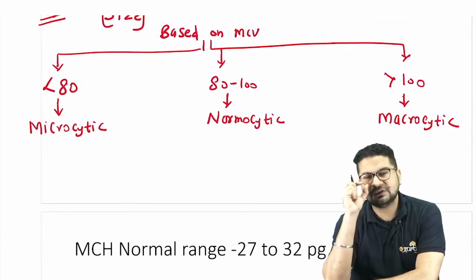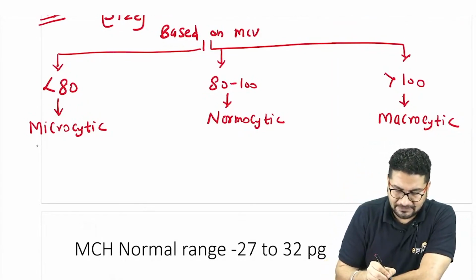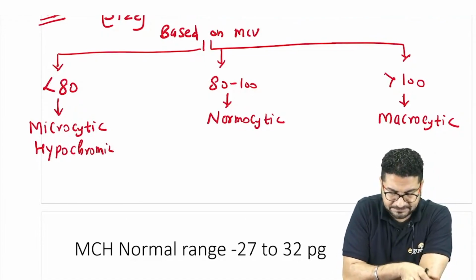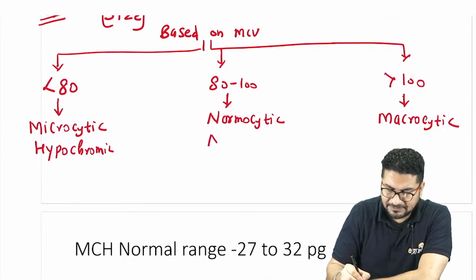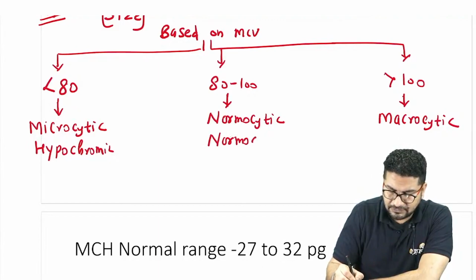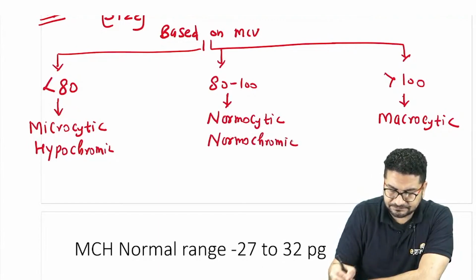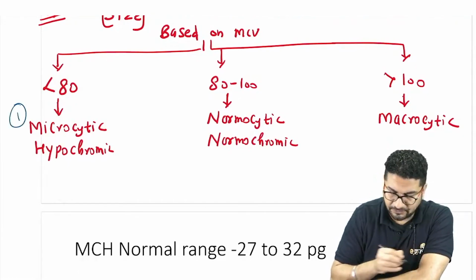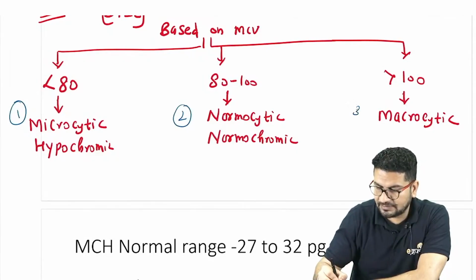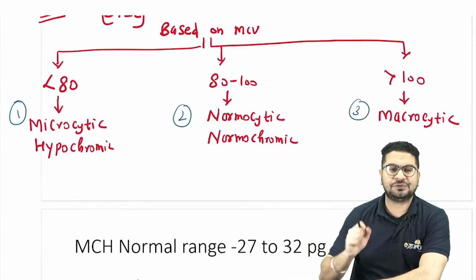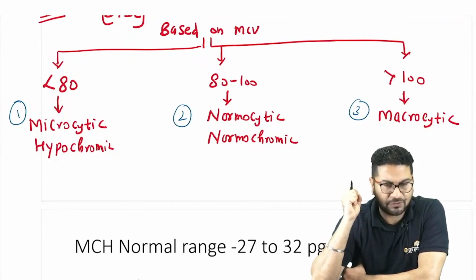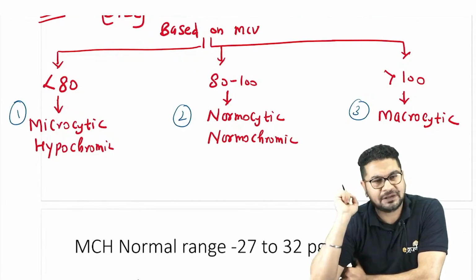If RBCs have a smaller size, remember they will have less color, so we also call this hypochromic. Normal RBCs will be normochromic, meaning normal color. So we divide anemia into 3 categories: microcytic hypochromic, normocytic normochromic, and macrocytic anemia. First thing you should remember this.